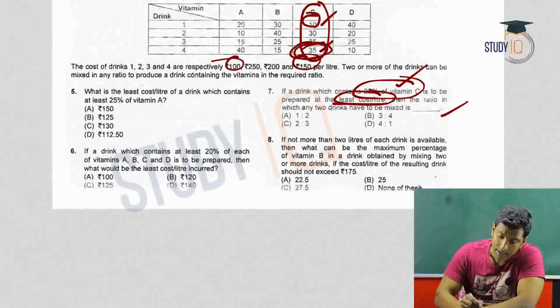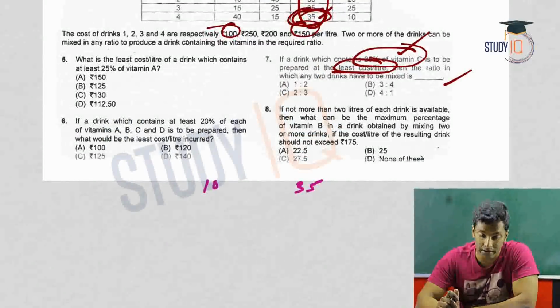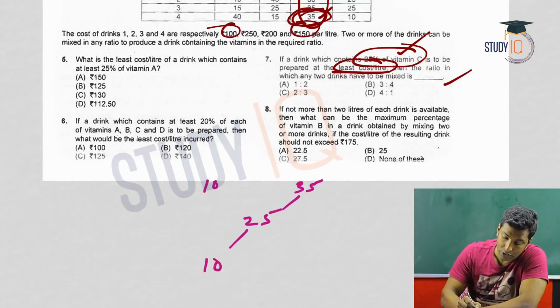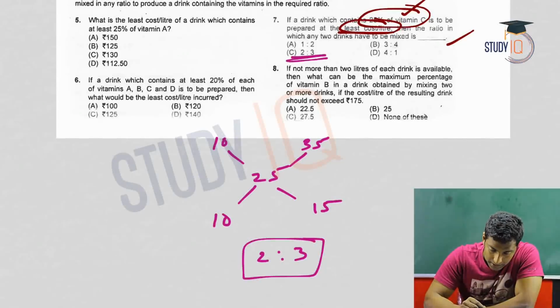So 10 from drink 1 and 35 in drink 4, and I need 25 in the mixture. So let's see what the ratio should be. This is going to be 10 and this is going to be 15, right? So it should be in the ratio 2:3. So the answer for this question is C, right? 2:3. And you don't want to know the cost per liter.